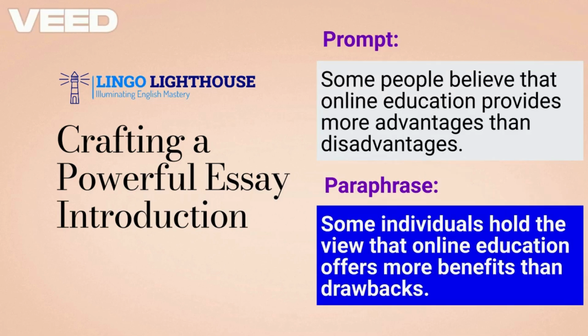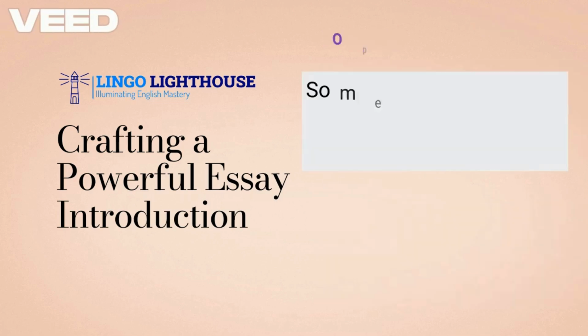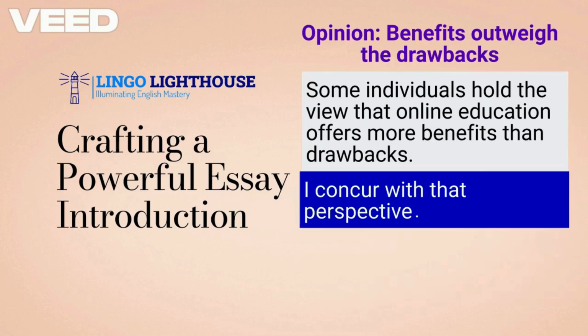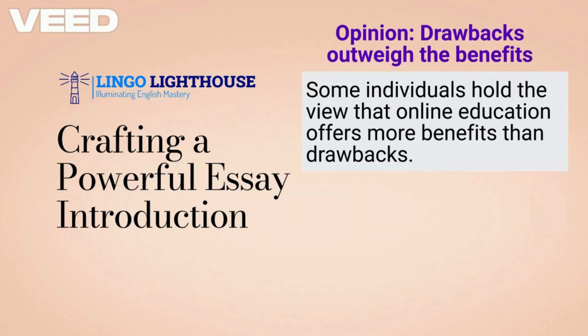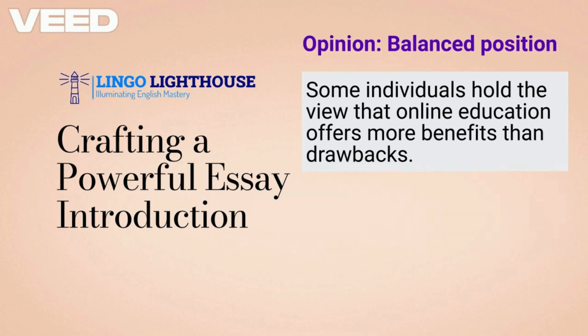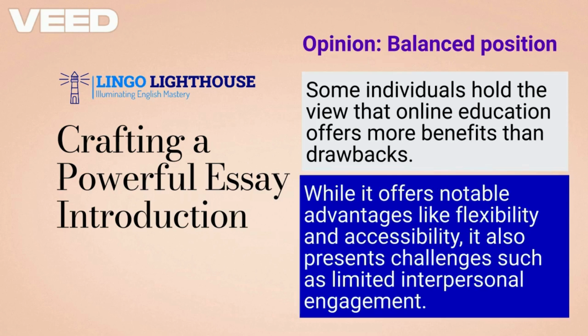Then state your position. For instance, if you believe that the benefits outweigh the drawbacks, you may say, I concur with that perspective. Or if you think that the drawbacks outweigh the benefits, you may say, however, I contend that the drawbacks outweigh the benefits. Or if you want to stay on the balanced position, you may say, while it offers notable advantages like flexibility and accessibility, it also presents challenges such as limited interpersonal engagement.